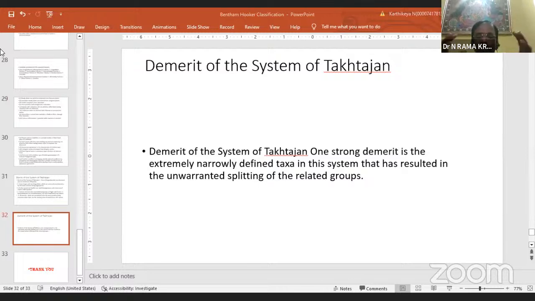Anatomy in relation to plant taxonomy: what are the epidermal characters, what are the trichomes, what are the petiole systems. We'll discuss that tomorrow. Recent trends in classifications. Okay now?